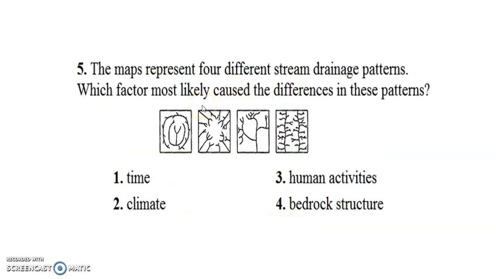And number 5, I think this is the last one. The maps represent 4 different stream drainage patterns. Which factor most likely caused the differences in these patterns? Same type of question. Bedrock underneath. You know, again, it goes back to differential weathering. The harder, more resistant rock takes longer to weather. It takes longer to erode and forms ridges, and the water is going to flow between those ridges. And we talked about annular and radial and trellis and so on.